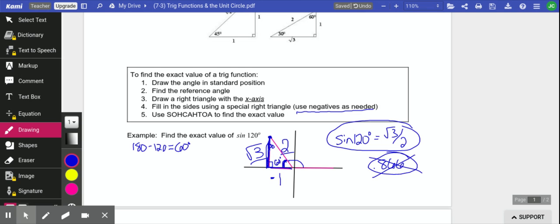I'm going to show you a bunch of different examples going through the same process, but these 5 steps are what we're going to be working on.